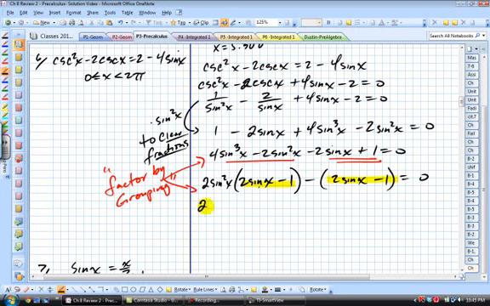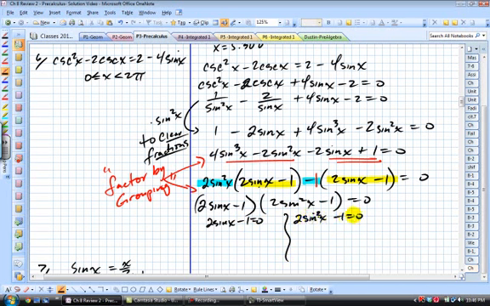Now what I want to do is factor the common factor out. So 2 sine x minus 1 times the leftovers. What's the leftovers? 2 sine squared x minus 1, with an invisible 1 here. So times 2 sine squared x minus 1 equals 0. Cool. And now we just solve here. So we have 2 sine x minus 1 equals 0, and 2 sine squared x minus 1 equals 0. This one yields sine x equals a half.